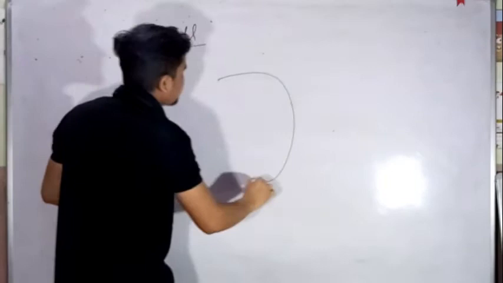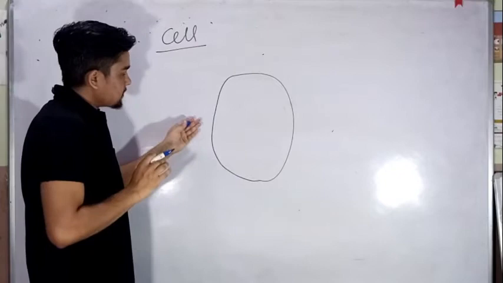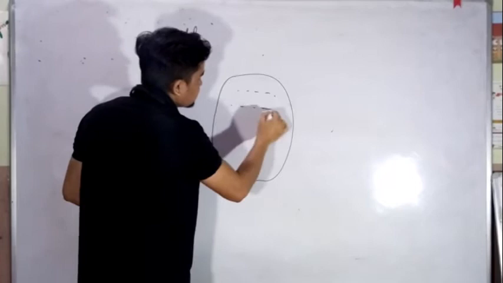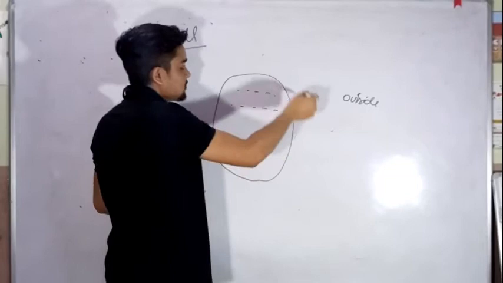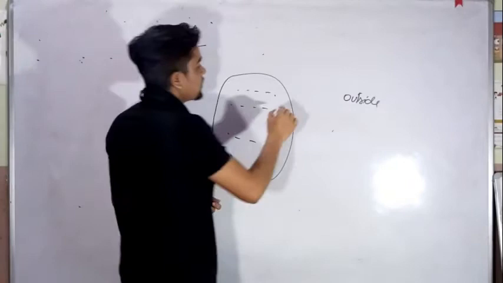Inside of the cell and outside of the cell are separated by a membrane, which separates the outside environment from the inside of the cell. This membrane is called the plasma membrane, or cell membrane.